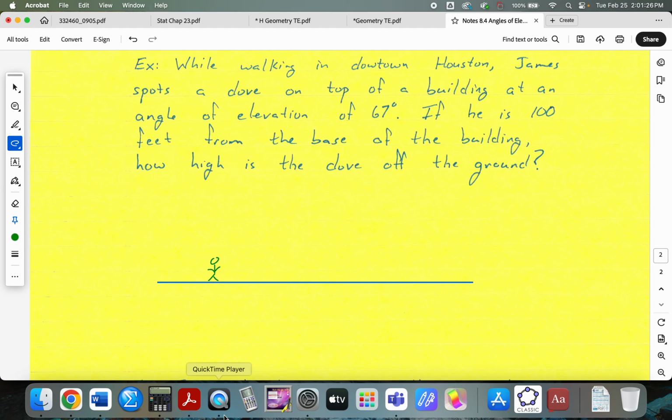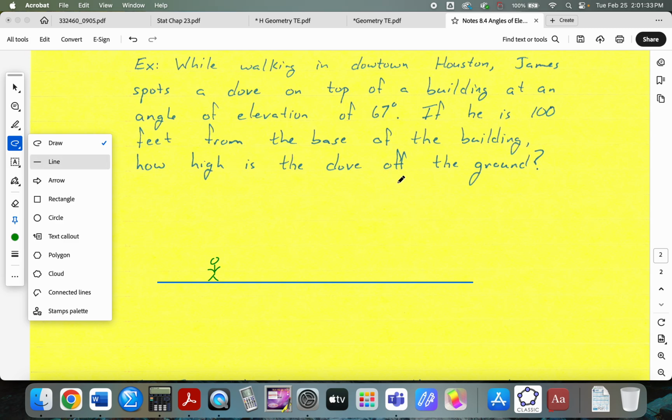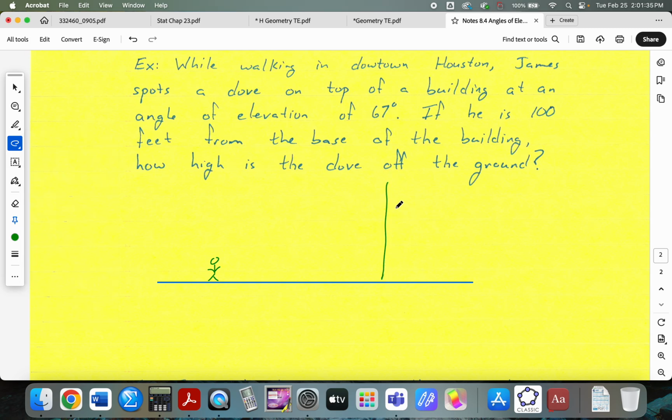Notice James is on the ground. And then we need a building, so I'm going to draw a building over here. And he sees a dove on top of the building. Because I drew a stick figure, I also drew a stick bird, like kindergartners draw. Again, mostly because I find it amusing. If you're not amused by it, don't worry about it.